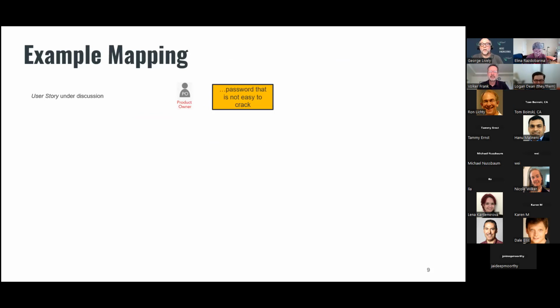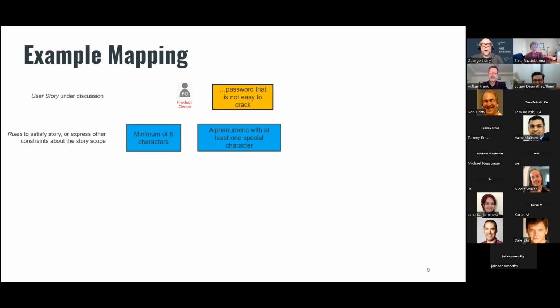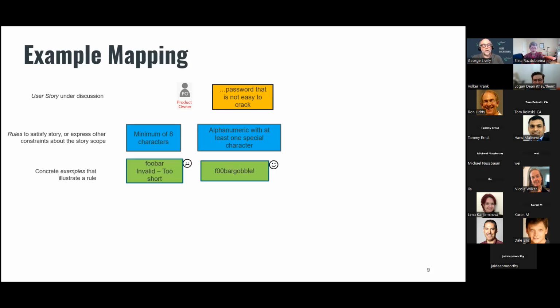So if I had a story that said, I want to create some sort of password algorithm that's not easy to crack, some sort of a password validation algorithm, I would start out and say, okay, here are my rules. One of the rules is it has to have a minimum of 8 characters. And the second rule is alphanumeric with at least 1 special character. So abstract rules, acceptance criteria. Next come the examples in green. And what's important to also understand is we don't just want happy path, but we also want some negative scenarios. Those are important for going forward. A happy path, of course, would be foobar gobble with zeros for those two O's and an exclamation point.